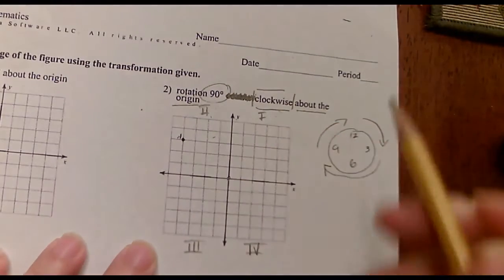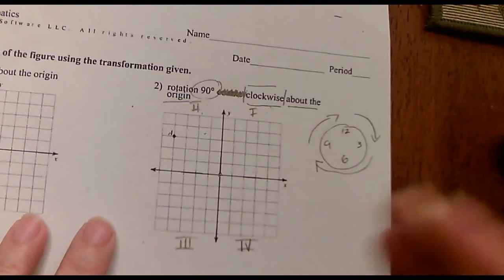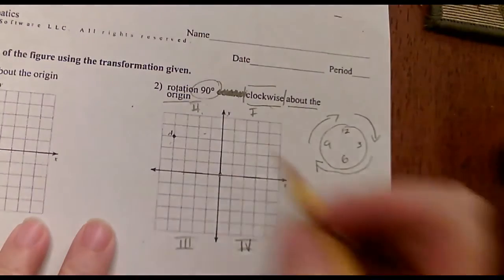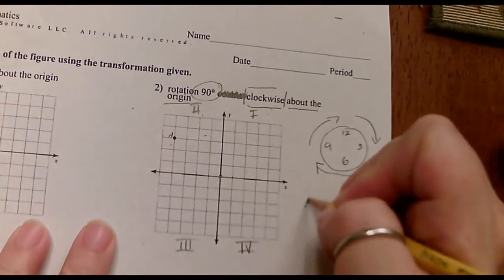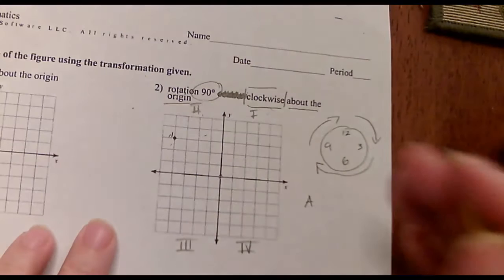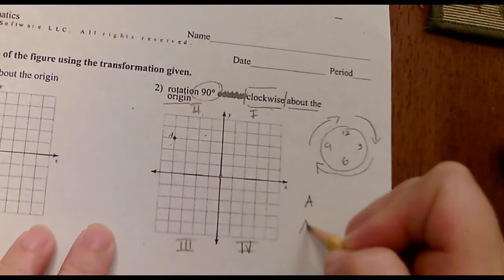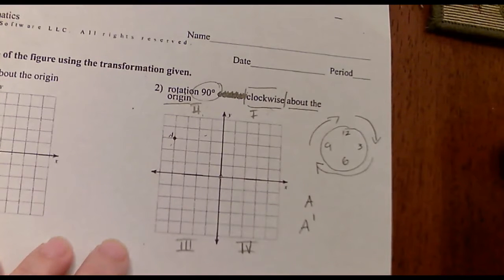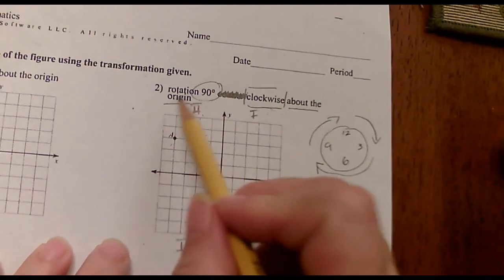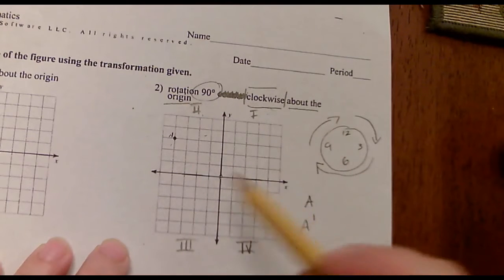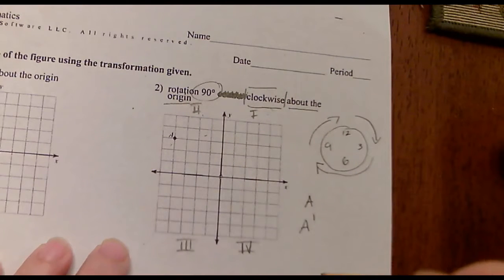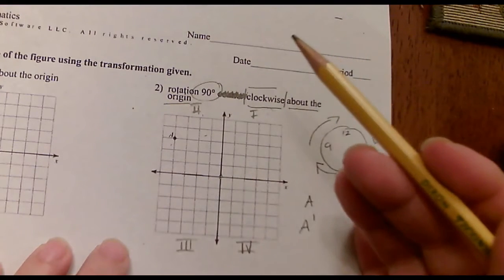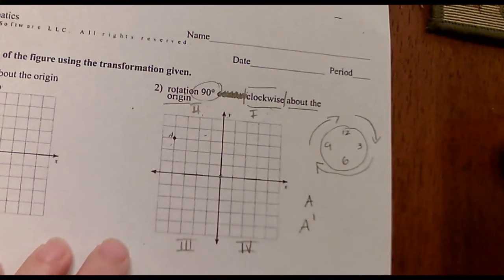And if you remember, one of the other things that we had to do when we did our translations or reflections is we started with a point. And this point is point A. When we translated or reflected, our new point was A prime. And that's the exact same thing that we're going to do here. So I want to rotate this item 90 degrees about the origin. So I want you to plot my new point after the rotation.